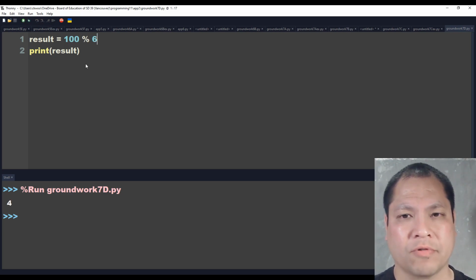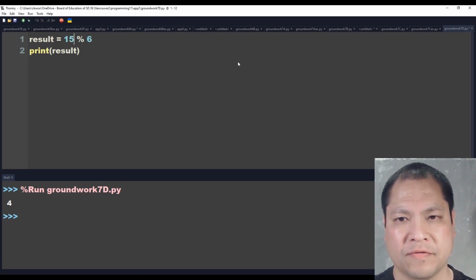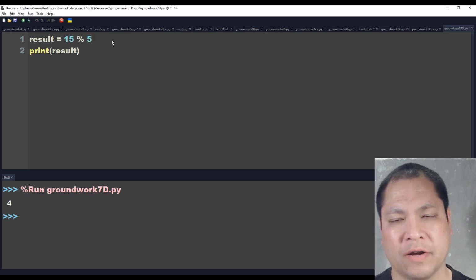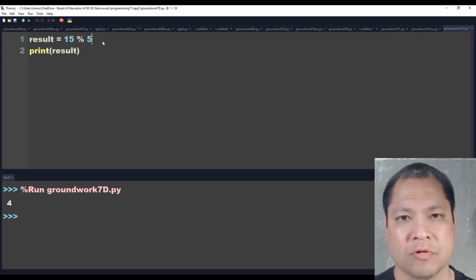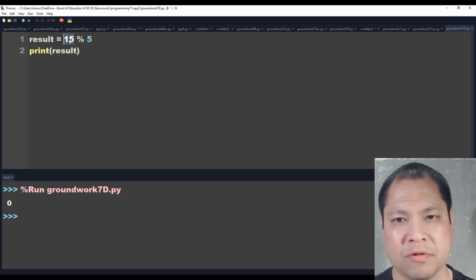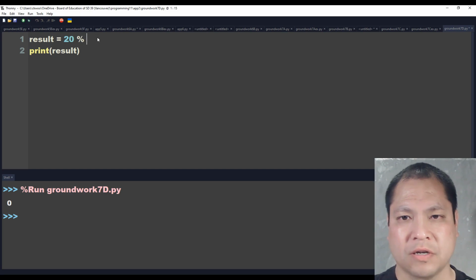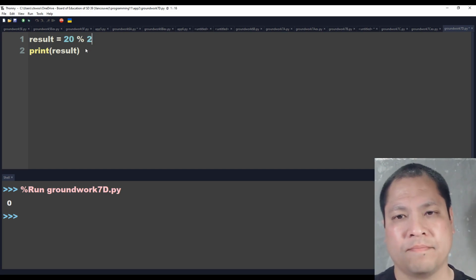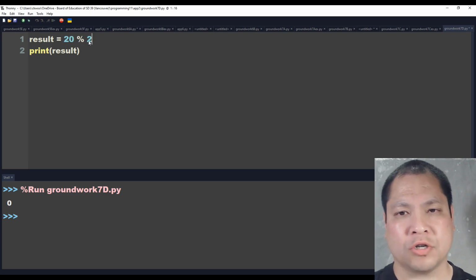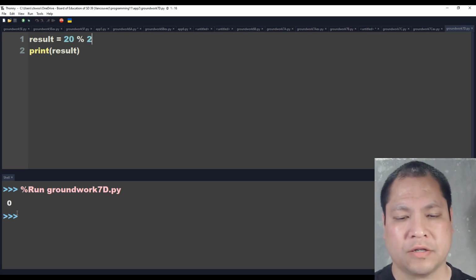So it is that remainder which can be useful to us sometimes, especially if we have a question like this. What if we have 15 modulo 5? So 15 divided by 5 is 3, remainder what? There is actually no remainder. So the remainder is 0, so the modulo should be 0. And so if a number divides evenly, we will get a 0 basically. 20 modulo 2. 20 is an even number, so there should be no remainder. And sure enough, we run it, and it is again a 0.